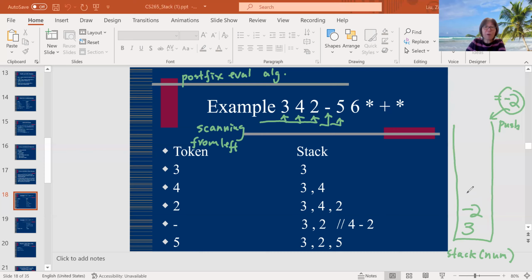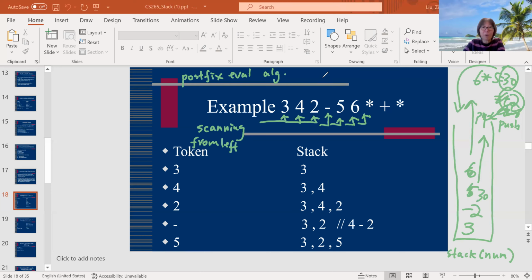So if it's a number, you push it to the stack. Next is an operator. So if it is an operator, you pop it out, so 6, and then pop 5 out, so 5, and apply the operator and calculate the result, and this result you need to push it back, so 30. Okay, 30. Now let me erase everything.